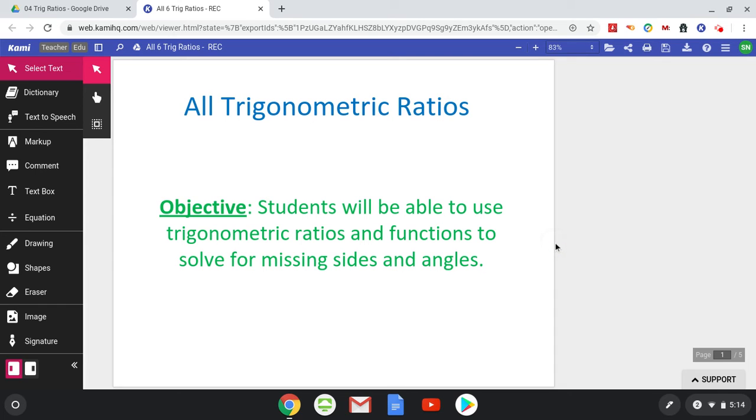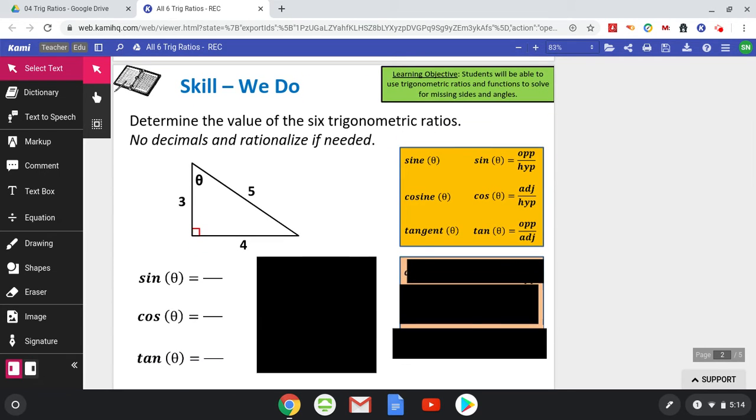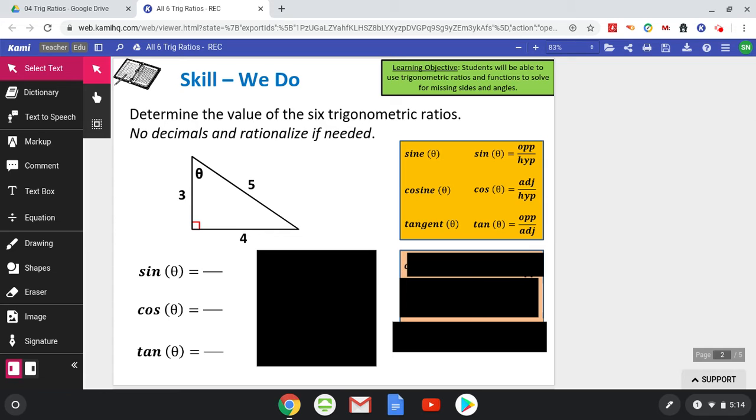Hello, in this video you will learn about all the trigonometric ratios. So far we have learned about sine, which is opposite over hypotenuse, cosine, which is adjacent over hypotenuse, and tangent, which is opposite over adjacent. However, there are three more ratios that I'm going to introduce right now.